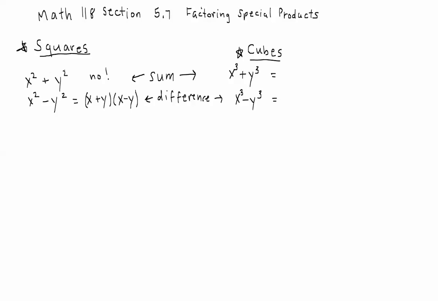X squared plus y squared is called the sum of two squares. That cannot be factored. So you would say not factorable, or prime polynomial, or cannot factor. If they're both cubes and it's a sum, we can factor that one. For x squared minus y squared, that's called the difference of two squares, and that can be factored into x plus y and x minus y.